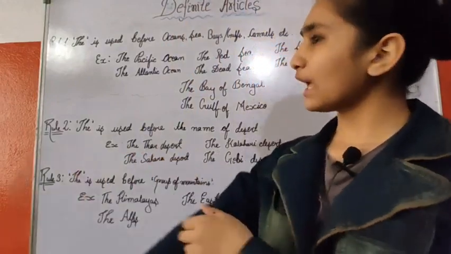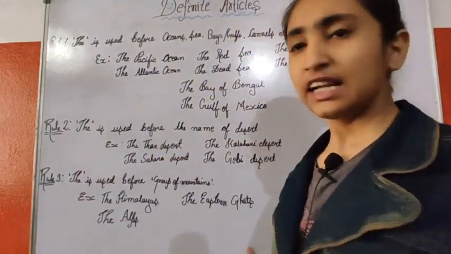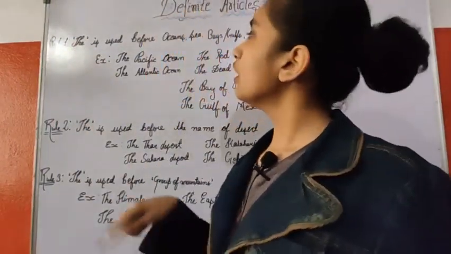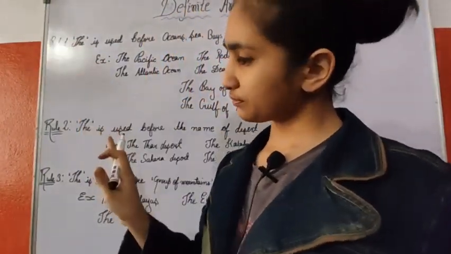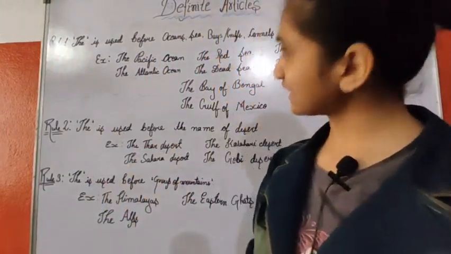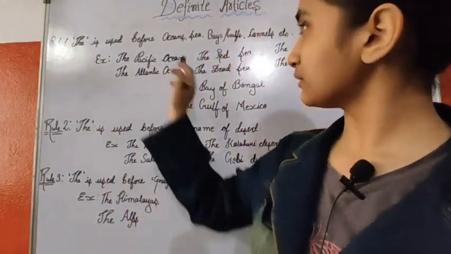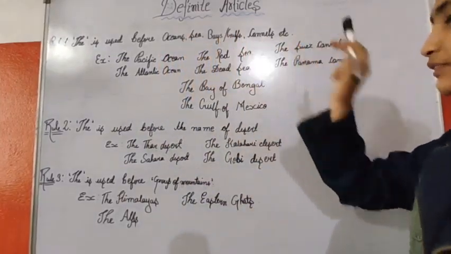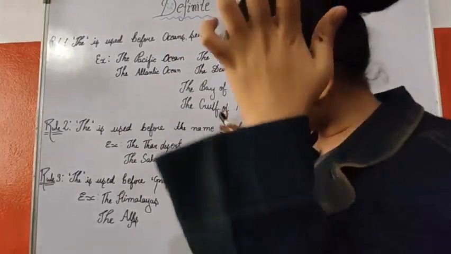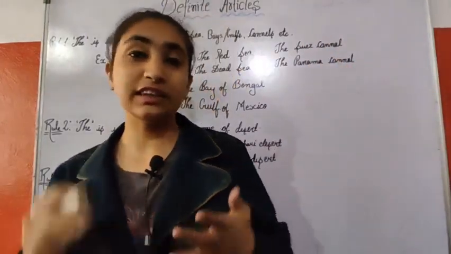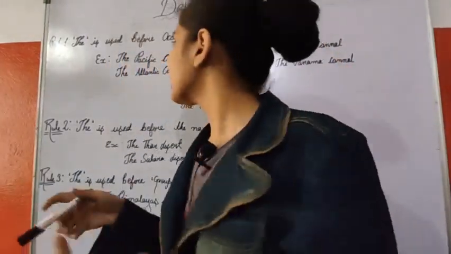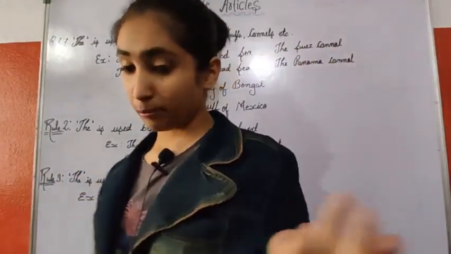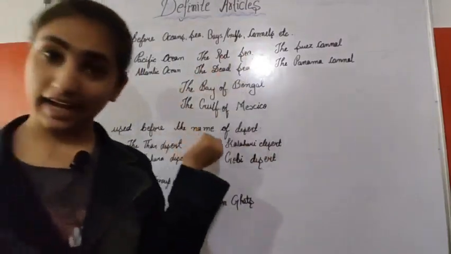As I have told you in my first session, the definite article is "the". So what is the first rule? Rule 1 says that "the" is used before oceans, seas, bays, gulfs and canals. So it's the geographical use of the definite article.